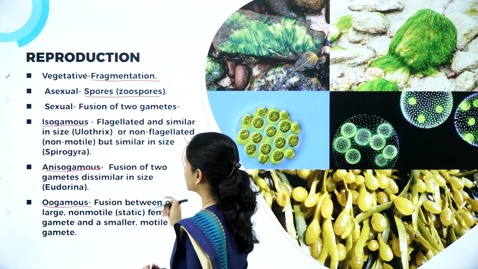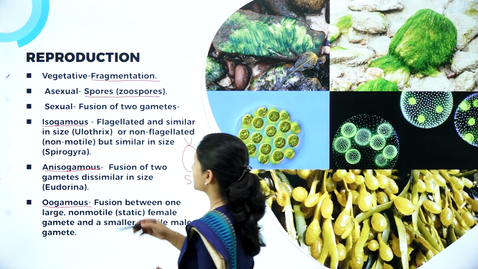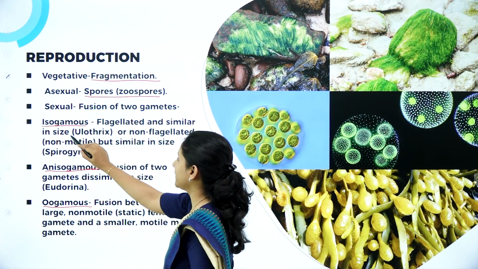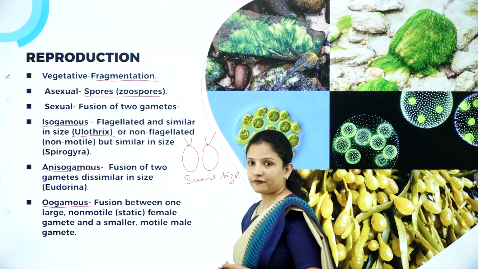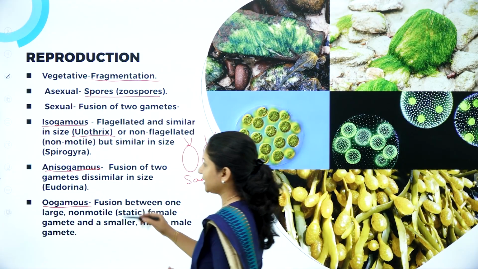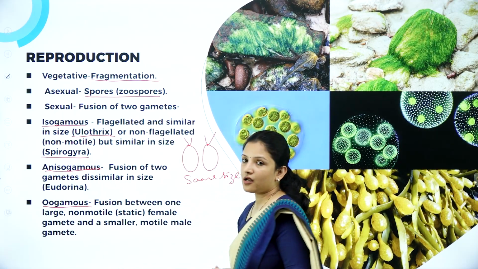That is isogamous. The best example is flagellated gametes of the same size, you find them in Ulothrix, and non-flagellated or non-motile gametes of the same size, you find them in Spirogyra algae.